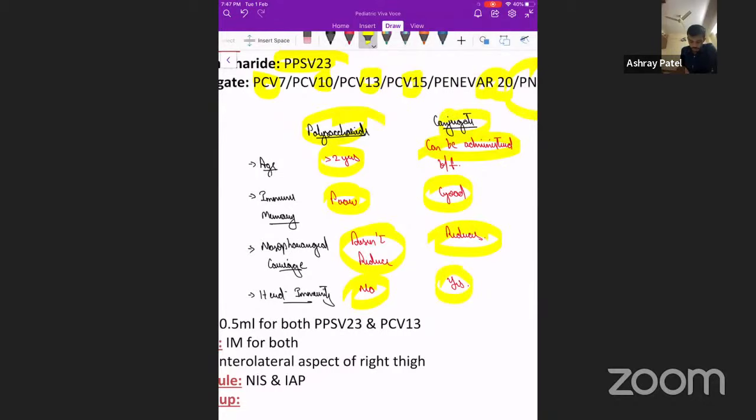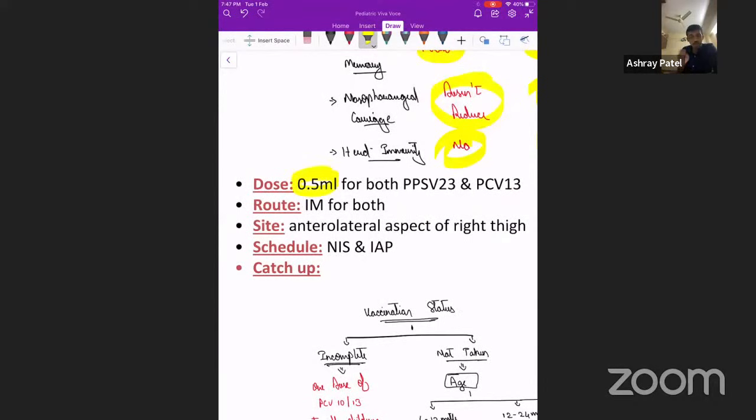Coming to the dose, 0.5 ml, both for PPSV23 and PCV13. Both are given intramuscular, in the anterolateral aspect of the right thigh. So when it is given at 6, 10, and 14 weeks, the pentavalent, the examiners will ask, penta is given in the left thigh because both are given intramuscular. Pentavalent will be given in your left thigh, and the pneumococcal vaccine will be given in your right thigh. Fine. Schedule, you will have to know the national immunization schedule as well as the IAP schedule. Fine.